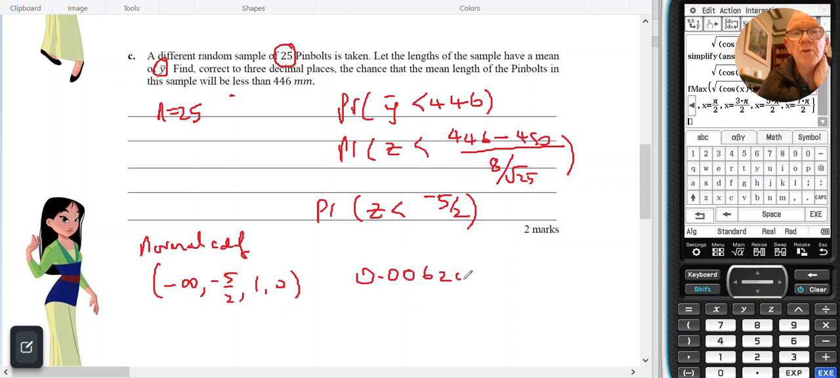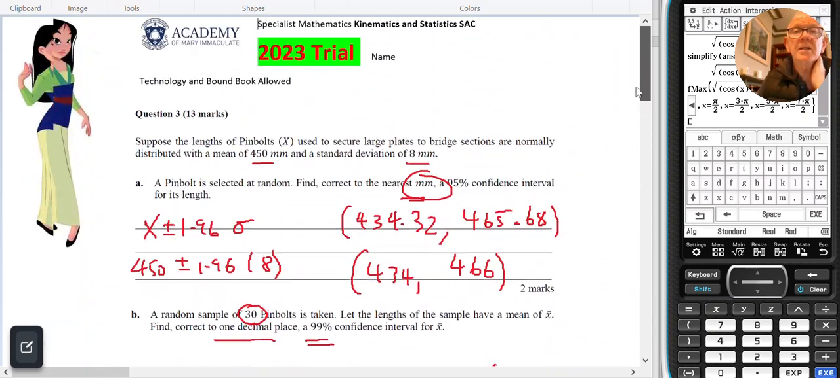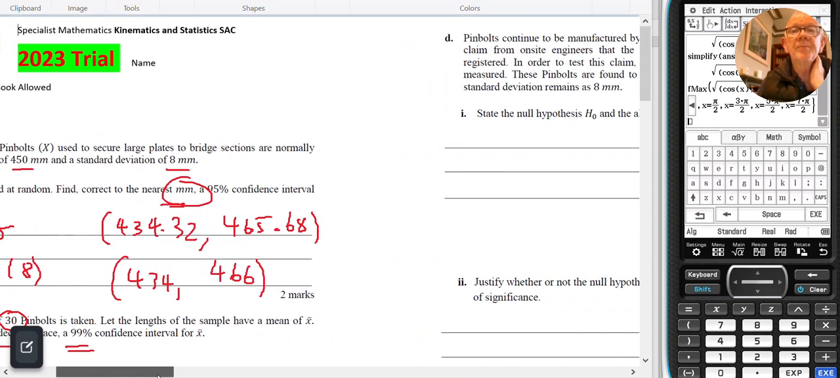0.00620966, or to 3 decimal places, 0.006 is going to be my answer. Okay, so that's the first parts.